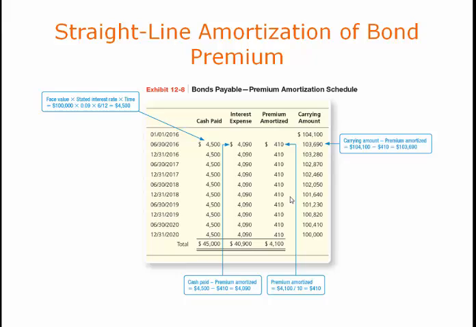And here's an example of that straight line amortization we just talked about a minute ago. And when you get to the end, it says that the carrying value is $100,000, and it adjusts that little by little, little by little.